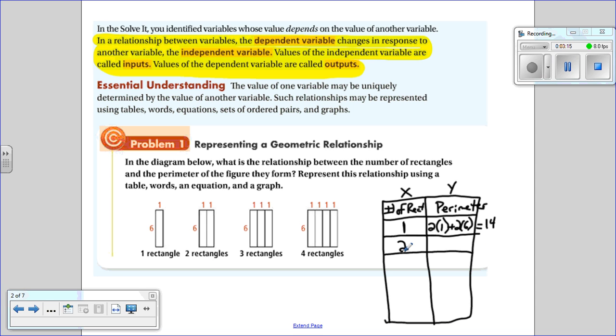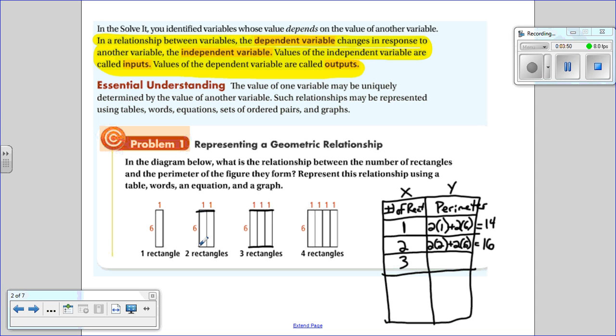Well, for two rectangles, we have two sides again, but each side here is 2. So we have two 2's, and notice this is what's changing. And then we have two 6's, which is 2 times 2 is 4, plus 2 times 6 is 12, that's 16. When we get into three rectangles again, we have two of these sides. That's what we're doing here, right?